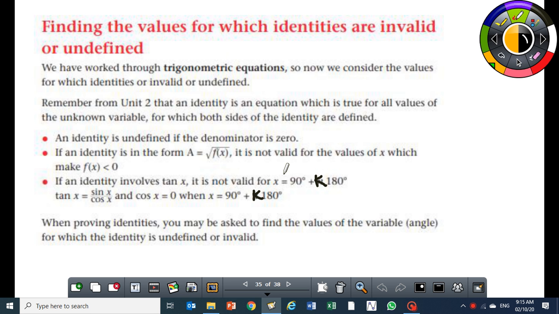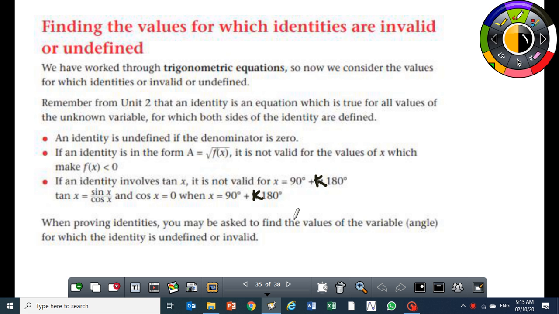Okay, as you can see here, we've got the first case when an identity is undefined: the denominator is 0. That's the first case. If an identity is in the form a equal to square root of f of x, it is not valid for all values of x. When you've got a square root, the identity will not be valid unless f of x is not negative.